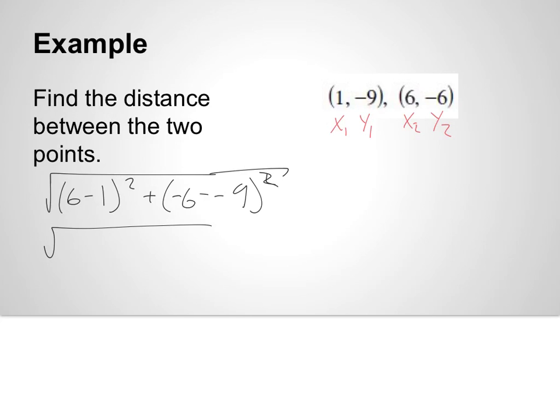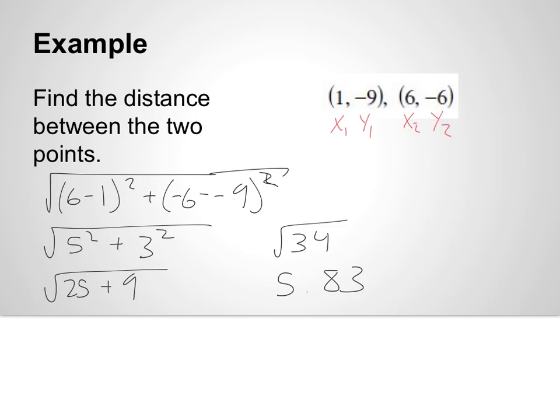Simplifying what's in the parentheses, 6 minus 1 is 5 squared, plus negative 6 minus negative 9 is like negative 6 plus 9, which is 3 squared. 5 squared is 25, 3 squared is 9, so this is going to be the square root of 34, which is 5.83.